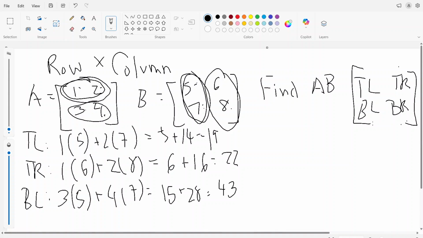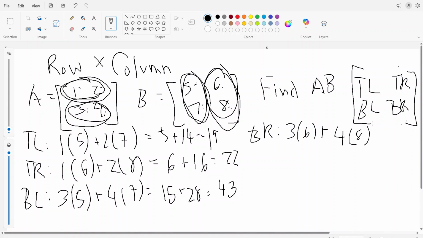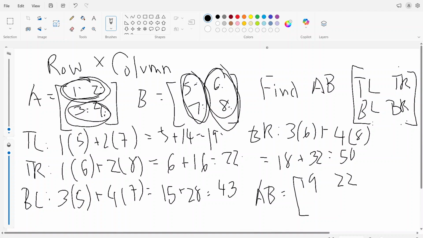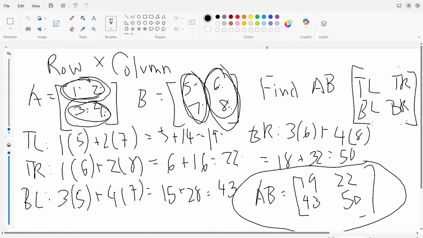And then now we do the last component, the bottom right. And we look at the bottom row, except we use the second column now. So we do 3 times 6 plus 4 times 8. So this becomes 18 plus 32, which becomes 50. So our AB new matrix will be 19, 22, 43, 50 in its respective positions. So that is matrix multiplication, as we have already went over.